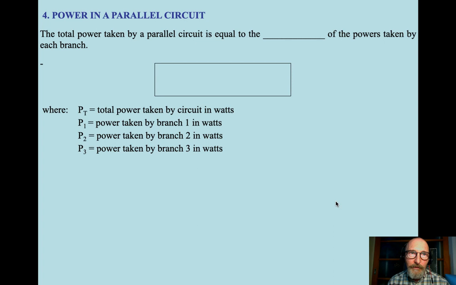Total power taken by a parallel circuit is equal to the sum of the powers taken by each branch. So each branch has a voltage across it, it has a current going through it, and because power equals voltage times current, it also dissipates power in the way of heat. So power total is equal to the power in the first branch, add the power in the second branch, add the power in the third branch, and it's given in watts.